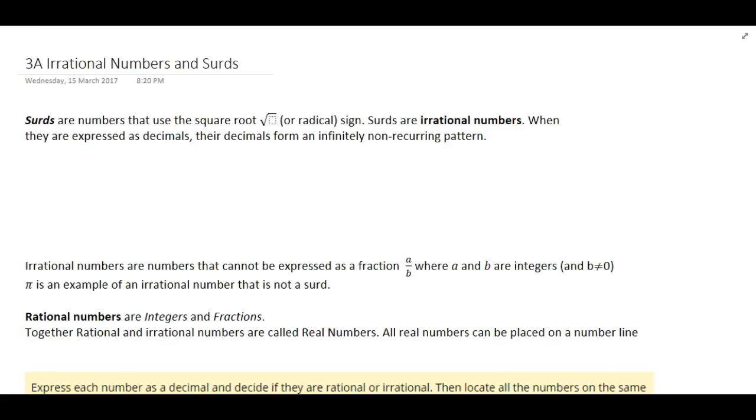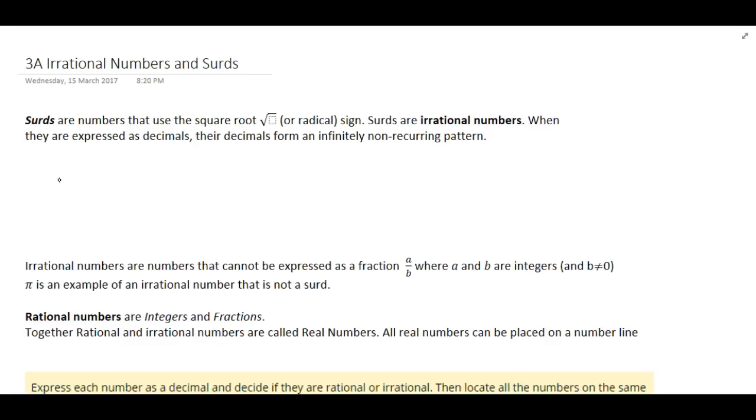Hi everyone, I just wanted to talk about the new chapter, chapter 3, which is on indices and surds. Now, the first section, 3A, is about irrational numbers and surds. You may or may not have heard of this word before, surd. It's a funny word. They're numbers that use the square root or radical sign. The technical term for it is actually radical.